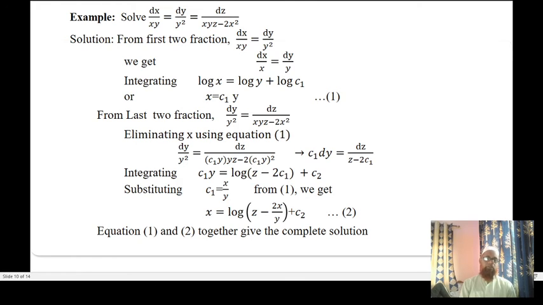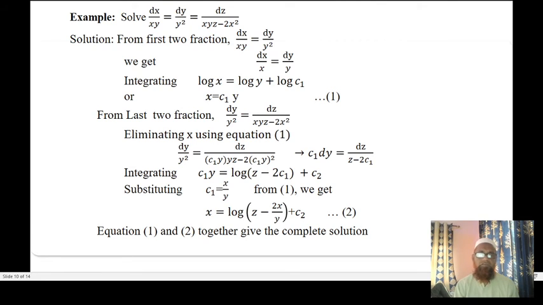This implies, taking y square common, c1 y square z minus 2 c1 square y square. If you take c1y common and take it to this side, y square cancels. So after simplifying, we get c1 dy equal to dz divided by z minus 2c1.